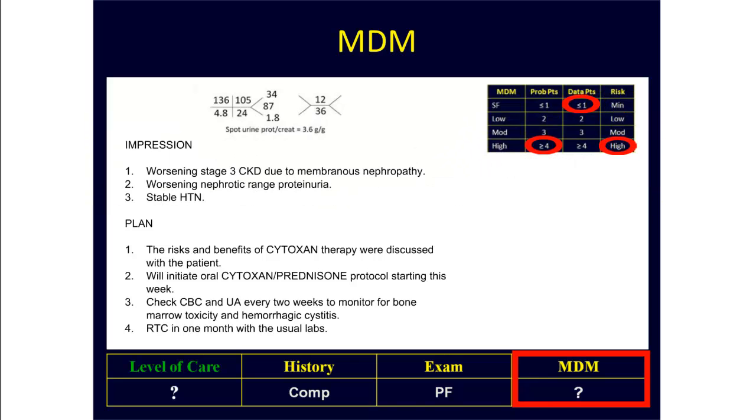So now we know we have high risk. So we have 4 or more problem points, 1 data point, and high risk, which means that since only 2 out of 3 dimensions are needed, this adds up to high complexity medical decision-making. So the final key component is now known.